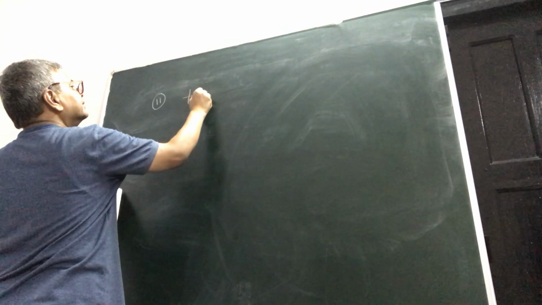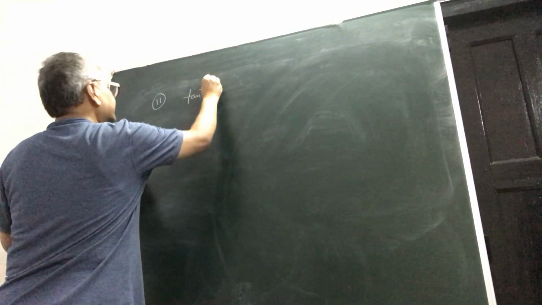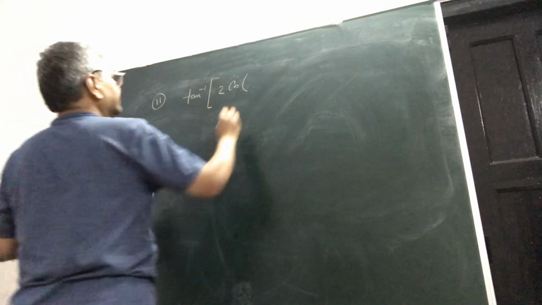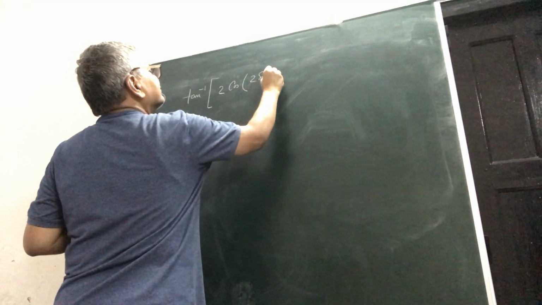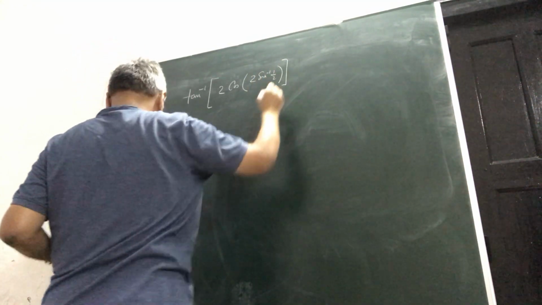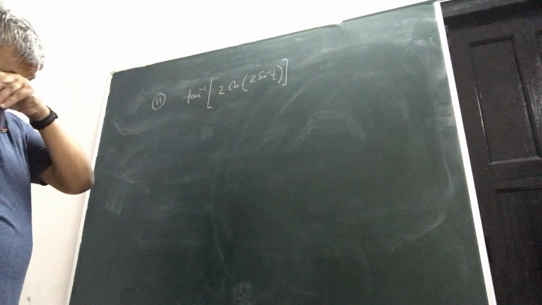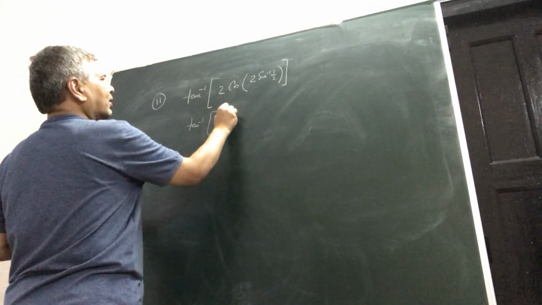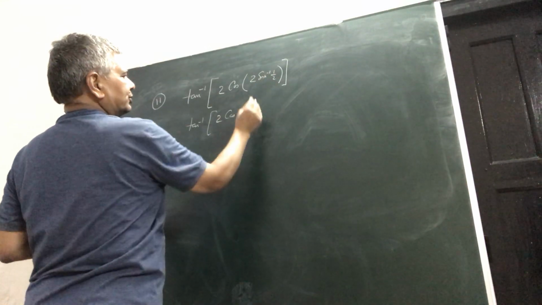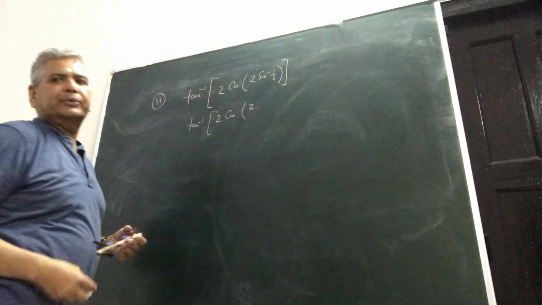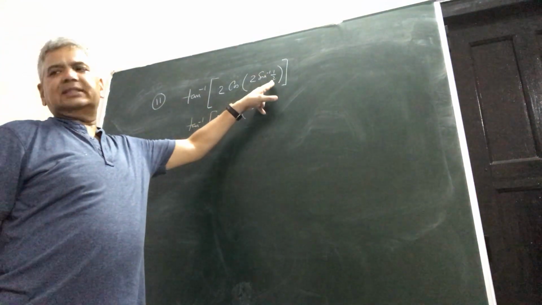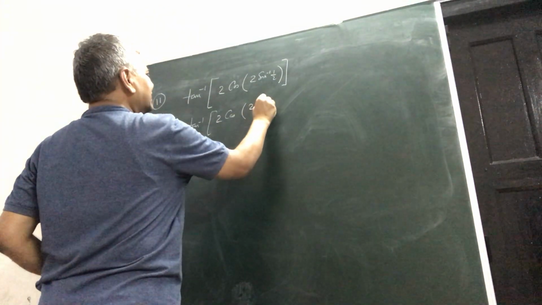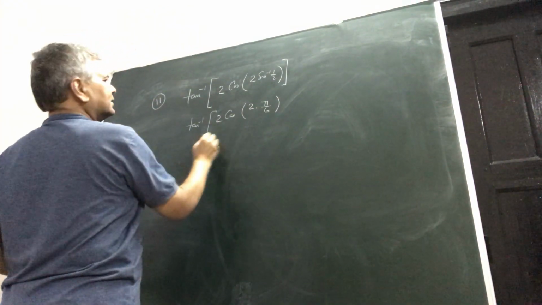Question 11: tan inverse, within bracket 2 cos, and then again a small bracket, 2 sin inverse 1 by 2. Simple. Let's calculate from inside. In this innermost bracket, let us simplify it. What is sin inverse 1 by 2? Sin 30, that is pi by 6. Sin pi by 6 is 1 by 2. So it is pi by 6.